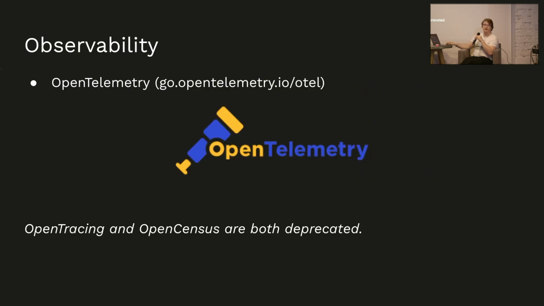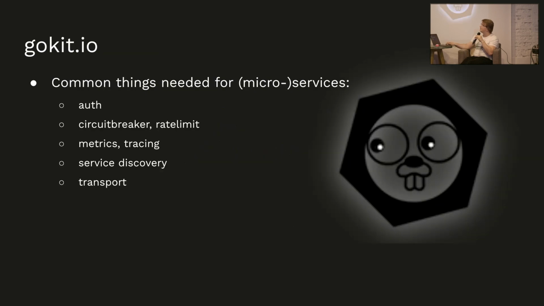For observability, to get some understanding of what your system is doing, there's OpenTelemetry. It's a standard, and most different systems integrate with it. So just use that unless you have a really good reason not to use it. For other needs, there's CoKit, mostly for service level or microservice needs, like circuit breakers and stuff.